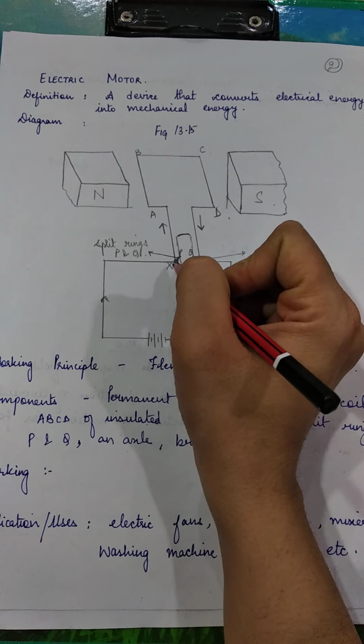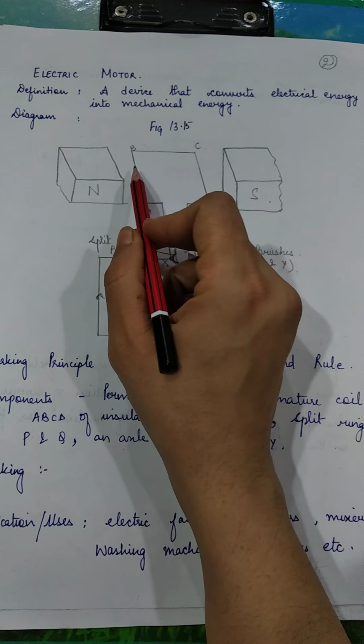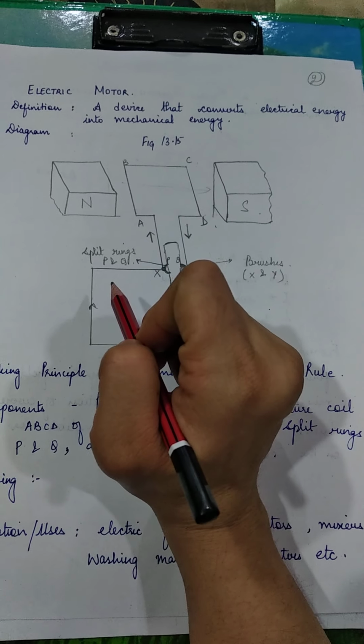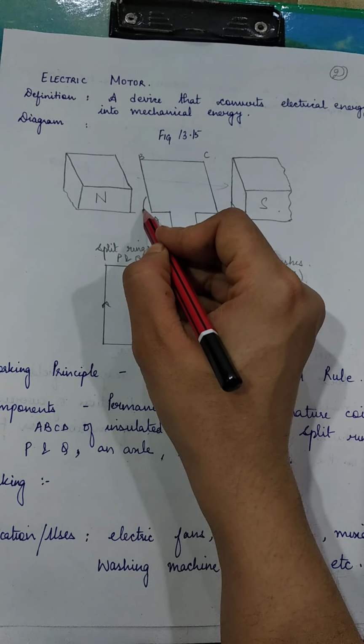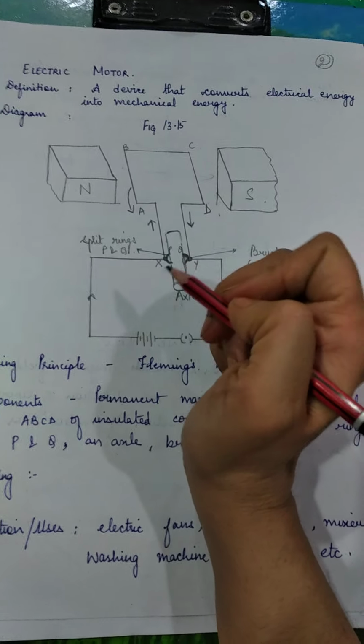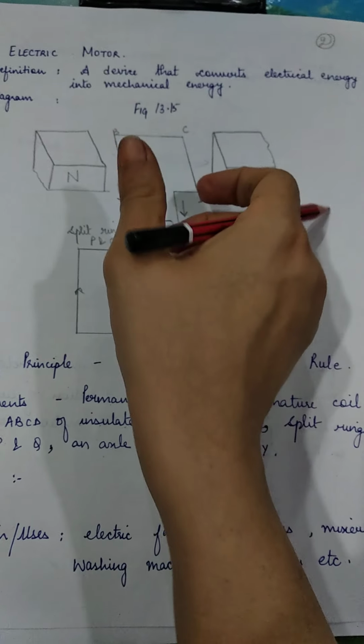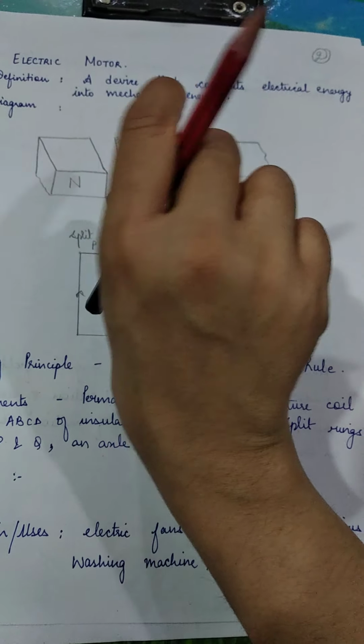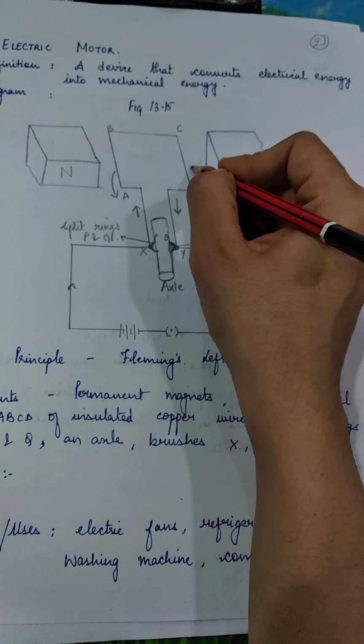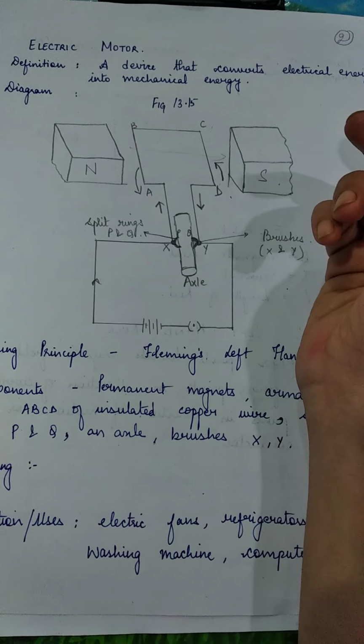The current is flowing in this direction. The magnetic field is from North Pole to South Pole, the direction of force will be downward, right? So if AB moves in the downward direction, CD will move in the upward direction. It has to be like this, right?